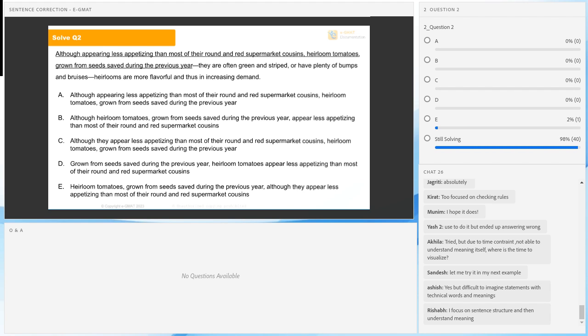Ashish is saying here, it is difficult to imagine statements with technical words and meanings. Ashish, that is where you have to practice, right? If things were not difficult, then the 90th percentile would not be that difficult to get, right? 90th percentile exists for a reason. GMAT is a test of skill, which means it is designed to distinguish between the different ability levels. So for this, you have to go through the master comprehension course, and I'll talk about that after we are done discussing this question. Let's get this still solving number up to about 60.